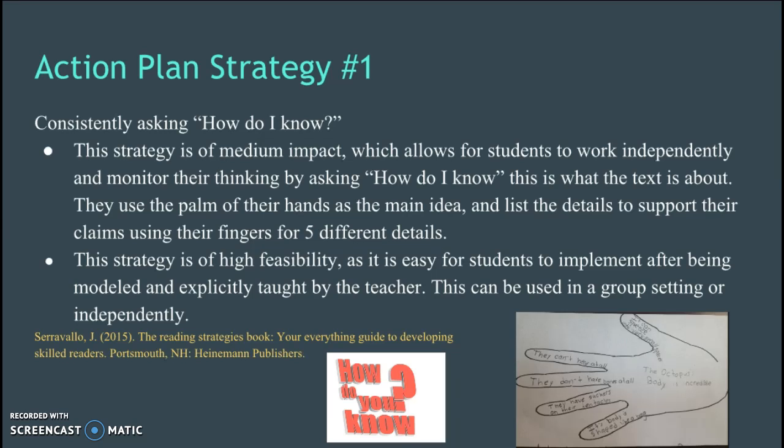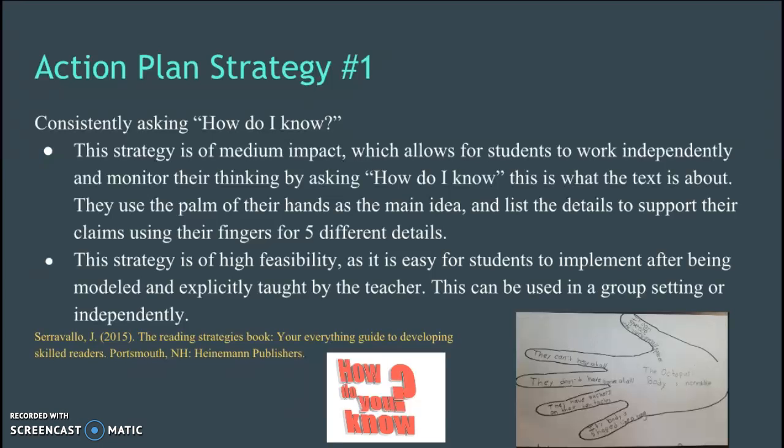For this strategy, we have the students use the palm of their hand to show the main idea. They then use their 5 fingers for 5 different details in the text. The strategy is of medium impact, which allows for students to work independently and monitor their thinking by asking, "How do I know this is what the text is about?" They can use this strategy independently or they can use it in a group setting.